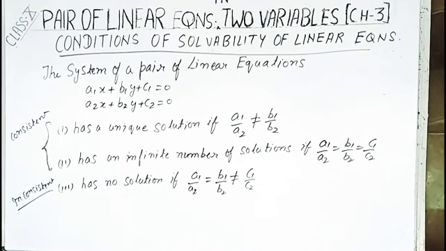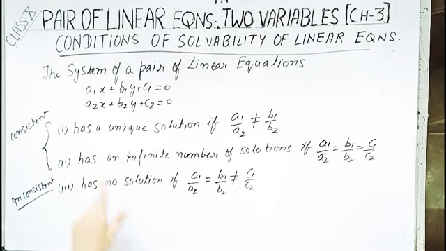Hello students. After knowing the consistent and the inconsistent system of linear equations, children, let us first know the condition of solvability of linear equation. Now we know that if a system of linear equations has a unique solution or infinite solutions, it is said to be consistent, and if it has no solution, it is said to be inconsistent. Now what are the conditions of that consistency or inconsistency?